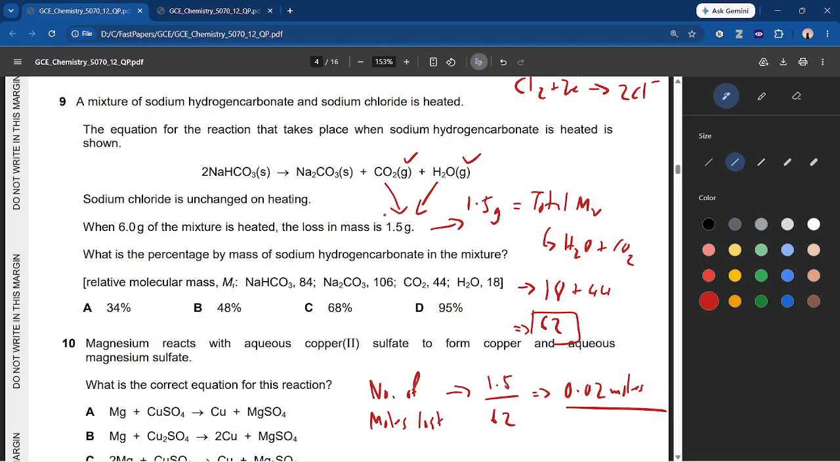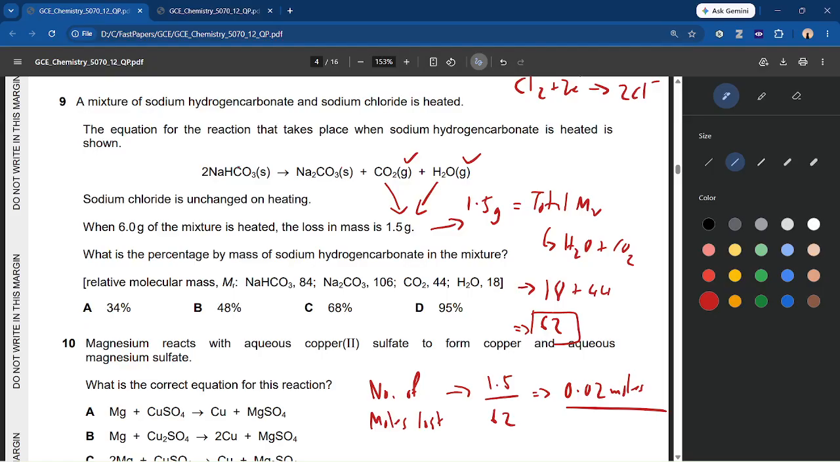This is a very important part of the question to realize: because this is a gas and this is also a gas, you need to count both of them as lost from the mixture. And it's impossible to tell which one will be carbon dioxide and which one will be water when they're being evaporated. So you need to consider that they have a combined Mr, and you do your calculations that way.